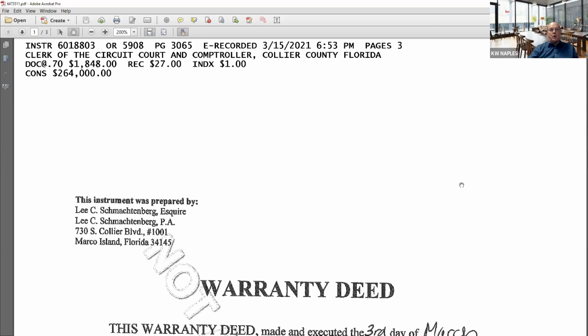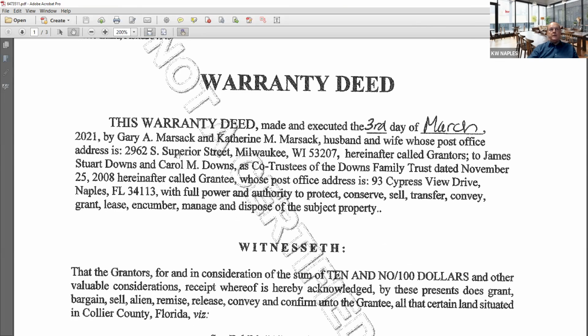Now, why do I want to look at the warranty deed? Because I want to make sure that I look at the grantors and the grantees. The grantor is Gary Marsick, and the grantee is James Stewart Downs and Carol Downs as co-trustees of the Downs Family Trust, dated November. So when I write the offer, regardless of what MLS says, which may be an abbreviated form, I know the seller is James Stewart Downs and Carol M. Downs, trustees of the Downs Family Trust.